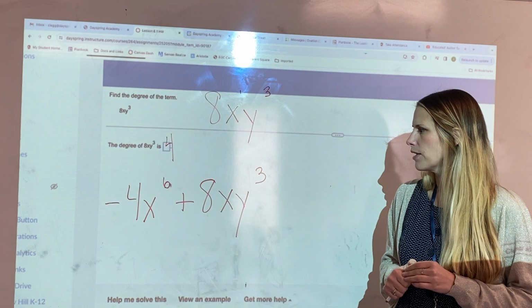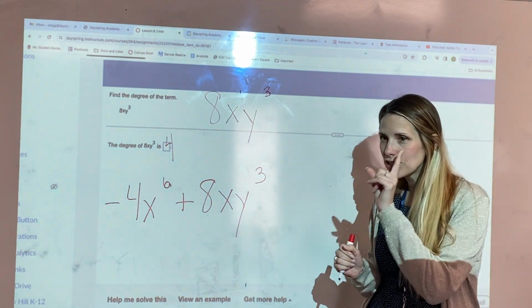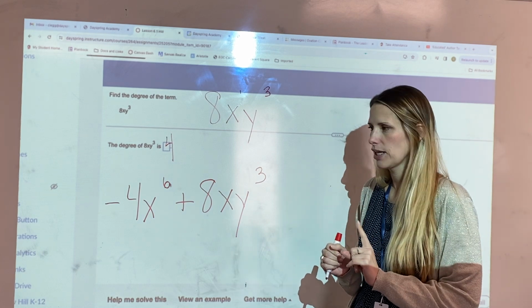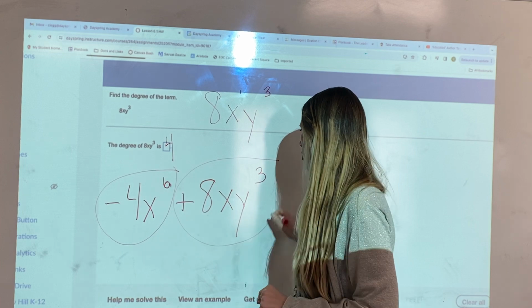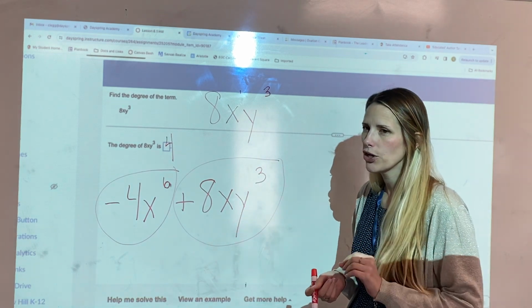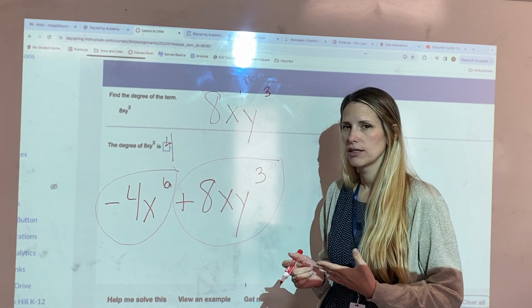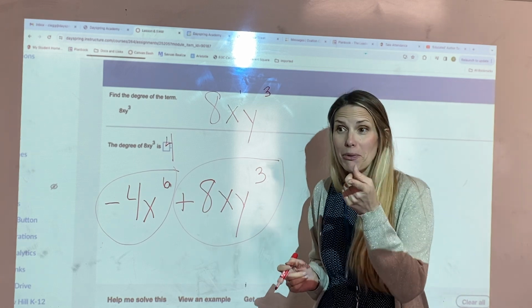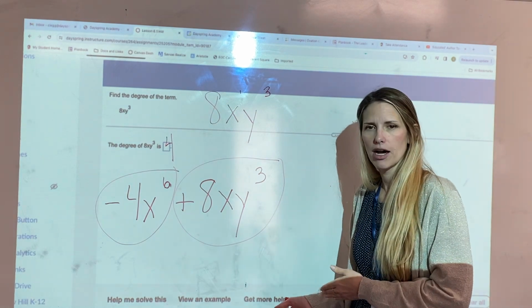Does anybody know? How do I know you're only supposed to use one term to find the degree? And by term, I mean this whole thing and this whole thing. There are 2 terms here. How do I know which one of them to use to identify the degree? The bigger one, yeah. The one that has the higher sum of exponents.